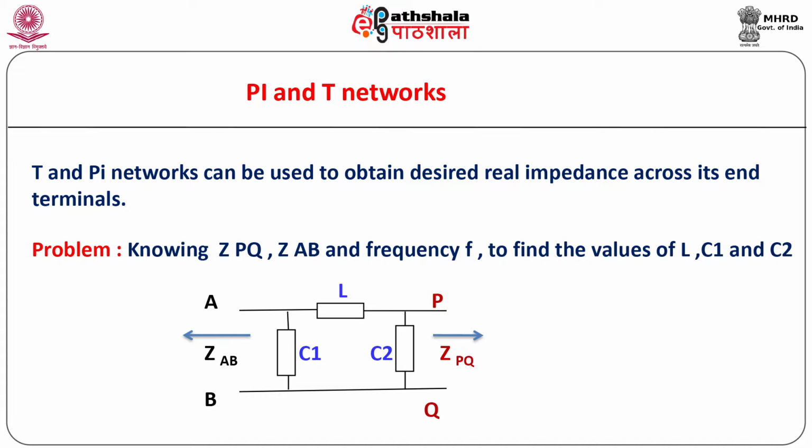T and pi networks can be used to obtain desired real impedance across its terminals. As an example, consider the following pi network. Here it is expected to find the values of L, C1 and C2, which will result in the desired values of impedances across its terminals AB and PQ. Use of many online sources available on the internet can be made for computing the values of the network components.